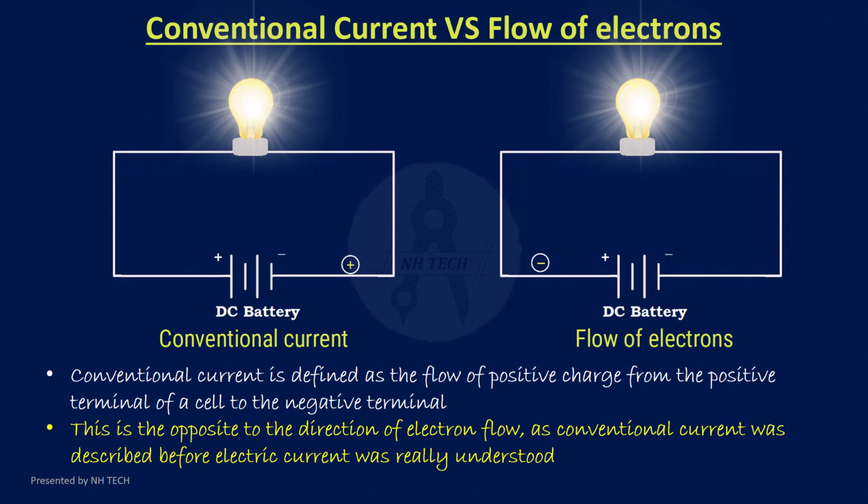So now, we have two terms, electronic current and conventional current. Throughout this course, we will use conventional current. So whenever we mention the direction of current, it is always taken from the positive terminal to the negative terminal.